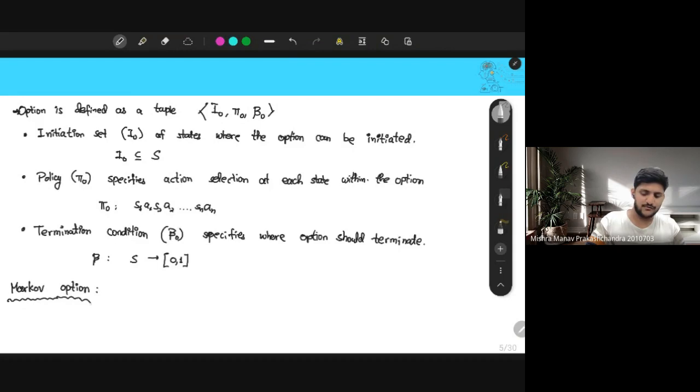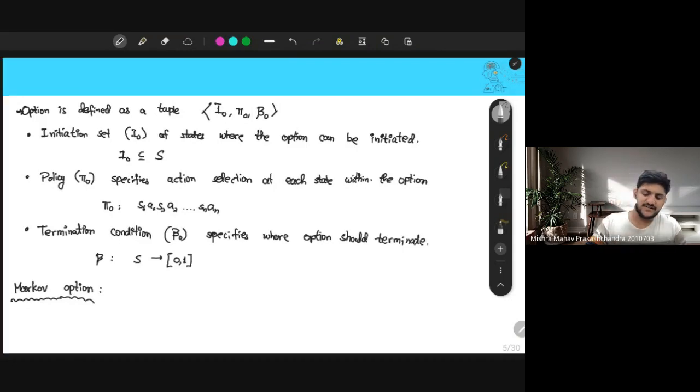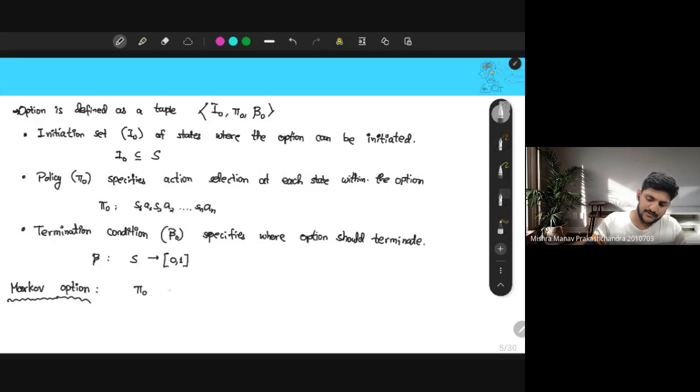So what's a Markov option? The Markov option is where a policy pi naught is defined on the current state. Okay. So only the knowledge of the current state is useful to define the policy pi naught.